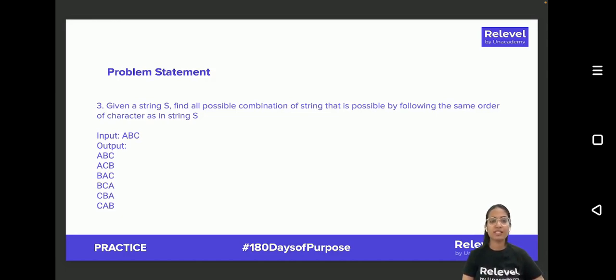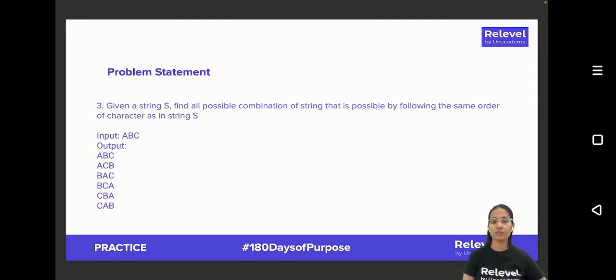The problem statement says that you have been given a string S and you need to find all possible combinations of the string that are possible by following the same order of characters as given in the string S. So what it tries to indirectly say is, given an input string S, you need to find all of its permutations. So this question is about permutations.